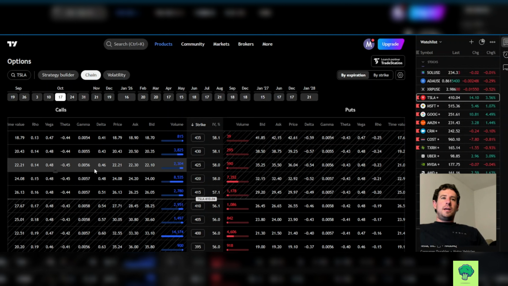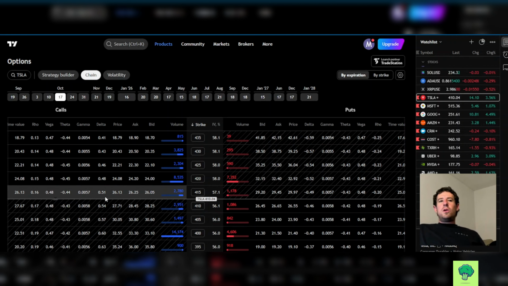But basically, gamma is not too much to worry about. Sometimes you can take a look at it, but we're going to look at delta right now. You can look at delta in two ways. As the stock increases $1, basically this will increase 51 cents in value.